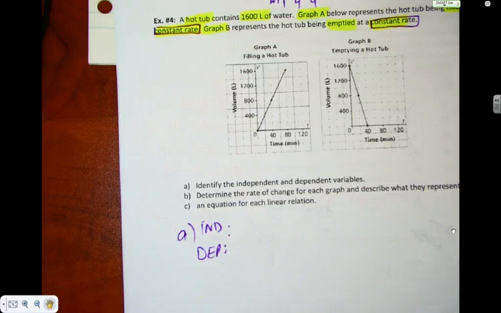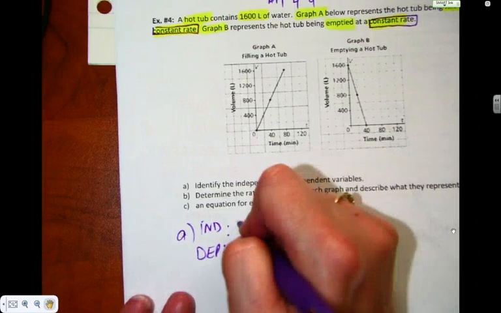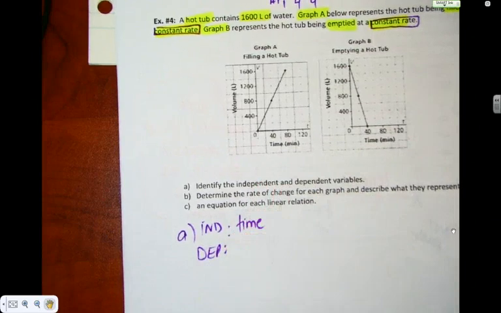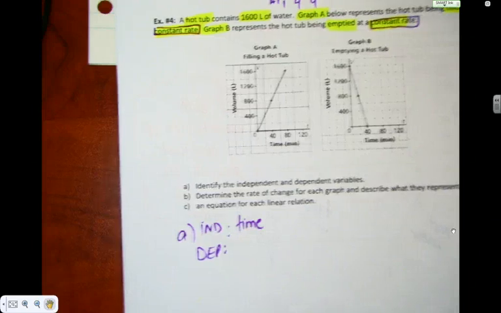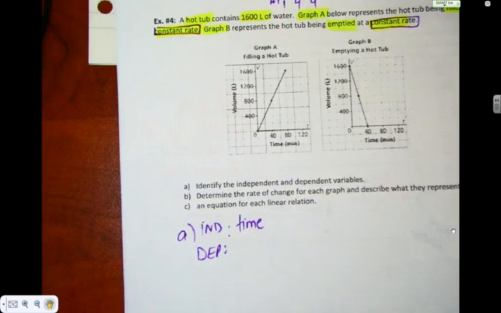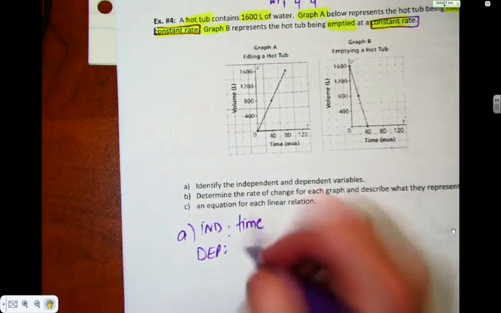What's along the x-axis for both of these graphs? Time. And that makes sense because you can't control time. Time's going to tick on whether you're filling the tub or not filling the tub. What is dependent on the time? What is changing because time is going along? Volume.